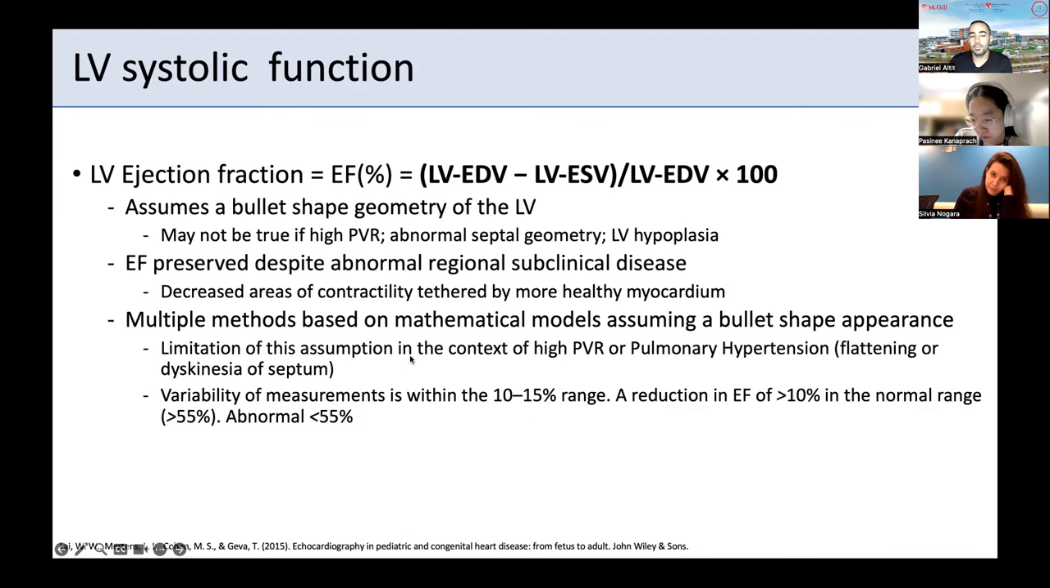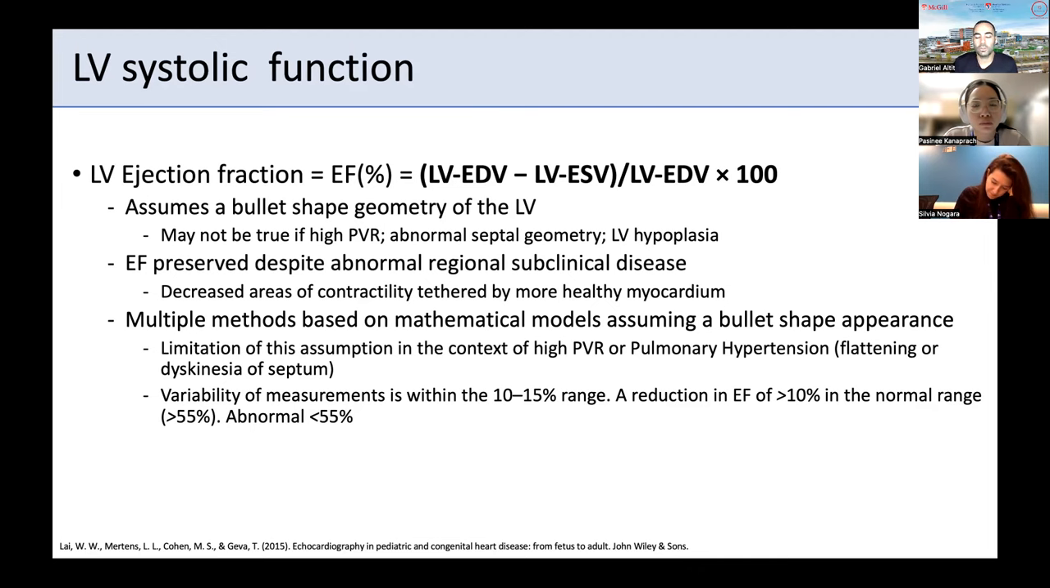Also, there are multiple methods based on mathematical models, assuming this bullet shape. For example, you can use the M mode to estimate the ejection fraction. There's something called the Teichholz equation, which converts the diameters that you take into a bullet shape assumption. But then again, you're using a measurement on an M mode to quantify an entire volume. So you can imagine how this is prone to mistakes.